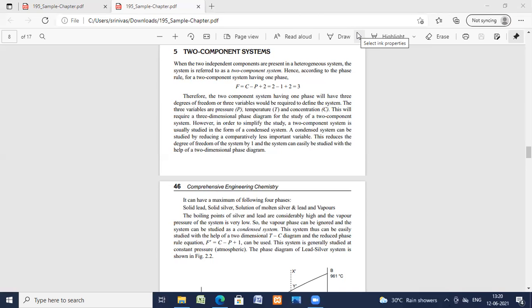Now take solid ammonium chloride. It gives rise to ammonia gas plus HCl gas. In a closed system, ammonia and HCl are in equal amounts, so the composition can be expressed as a single component. C is equal to 1. In an open system, C is equal to 2. Sodium sulfate and water system: the phases are many. So these are examples for components.